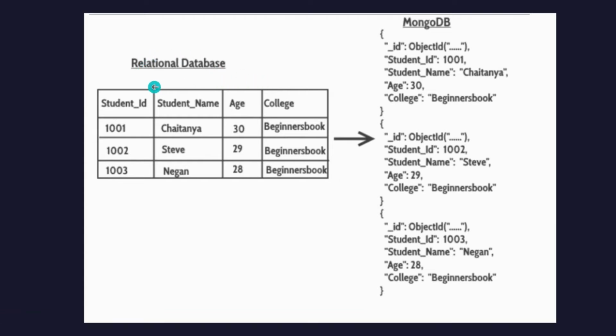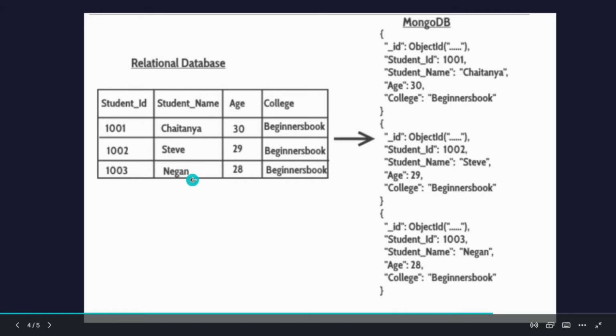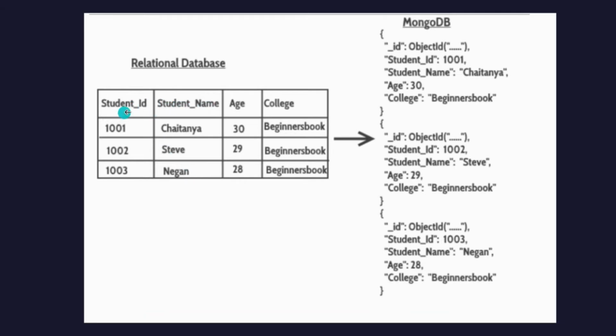As we see here, it forms a table. A relational database stores entities as tables. So this is the table, and these are the column names: student ID, student name, age, college. This is called a row, and this is called a column. Here we have the first row, where student ID is 1001, student name is Chaitanya, age is 30, and college is Beginner's Book.